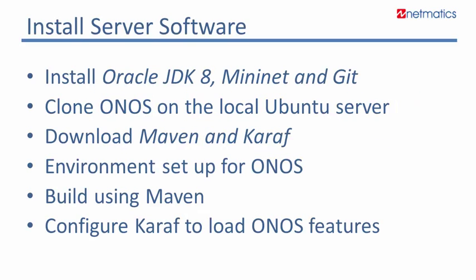The steps I'll follow: first install Oracle JDK 8, Mininet, and Git. Then I'll use Git to clone ONOS on the Ubuntu server. After that, I will download Maven and Karaf. The next step is an important one. That's where we'll set up the environment for ONOS. ONOS comes with certain scripts and tools which refer to the versions of Maven and Karaf. And we just need to make sure that those versions in the scripts are the same as the ones that we download. And I'll show that to you. After that, we'll build ONOS using Maven. And as a final step, we'll configure Karaf to load ONOS features.